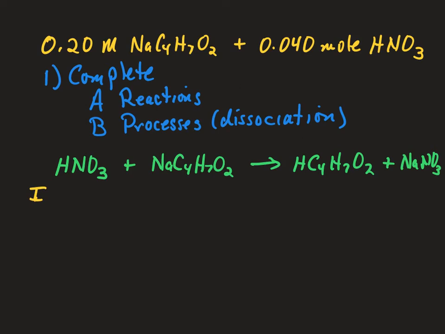We can look at our initial amounts, our change, and since it's complete, it would be final. And again, when we do these, we work in moles, but since I was nice and gave you 1 liter, it's an easy conversion. So we're going to have 0.04 moles of nitric acid. We're going to have 0.20 moles of sodium butyrate. We haven't made either of these yet, right?